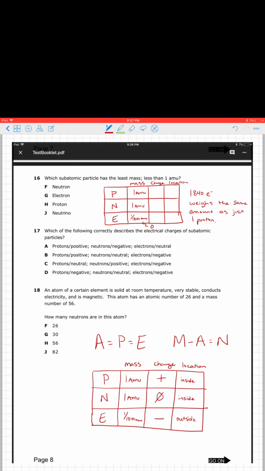So if we were to draw this, we would have our protons and our neutrons located inside, and then we would have our electrons. If I've got 1, 2, 3, 4 protons here, then I'm going to have 1, 2, 3, 4 negatively charged electrons on the outside.